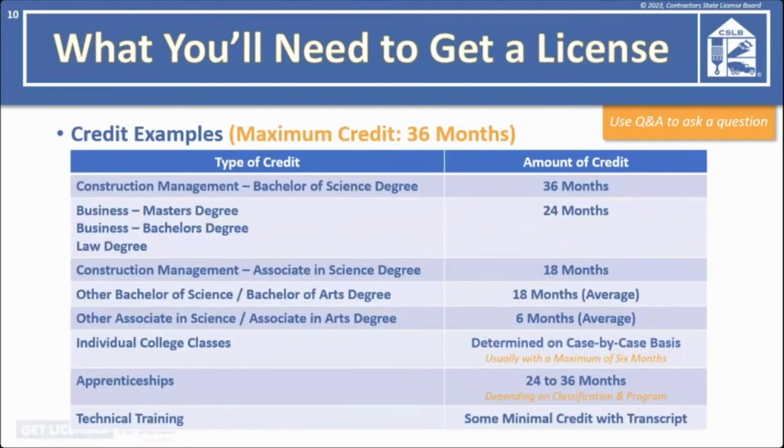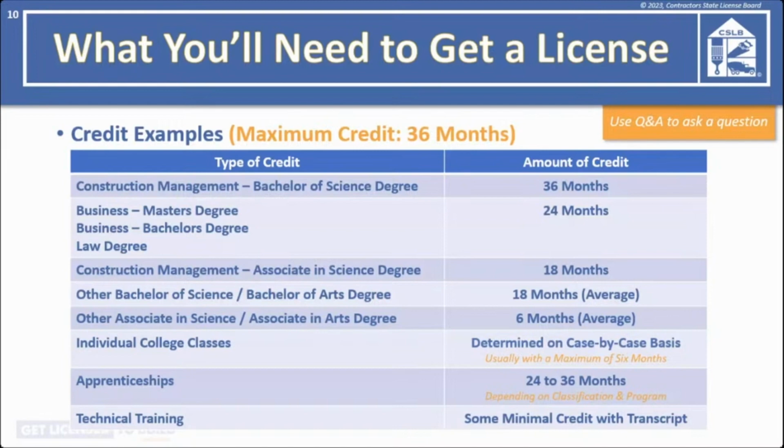If you are looking to get education credits to meet the 4 years or 48 months of experience, you'll need to get your transcripts first. This is the kind of credit you can expect to receive for your education. Note that for some areas, we are only giving you averages. You will see that your credit will be determined on a case-by-case basis. We're not going to be able to give you any more guidance than what you see on this slide.